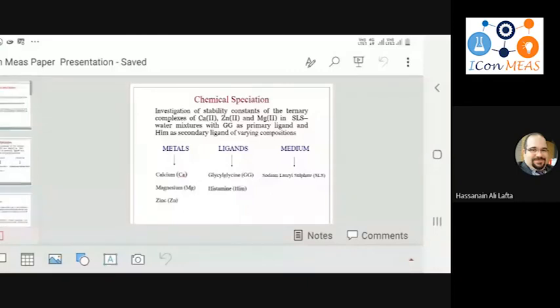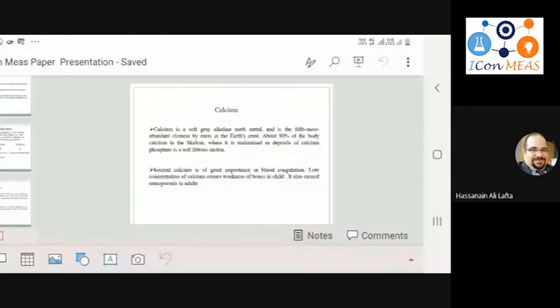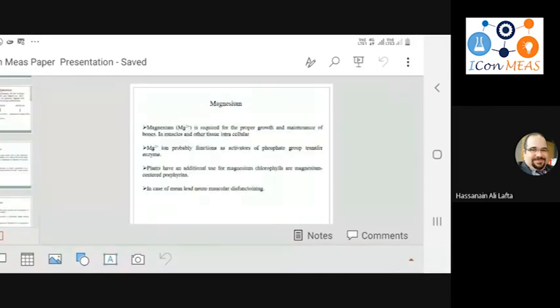What is the biological importance of calcium? Calcium is a soft gray alkaline earth metal. In the human body, it is in the form of calcium phosphate. It has great importance in blood coagulation, and also the deficiency of calcium causes weakness of bones in children and also causes osteoporosis in adults.